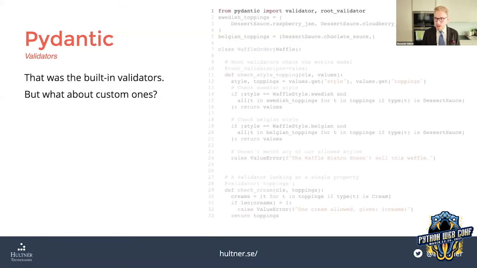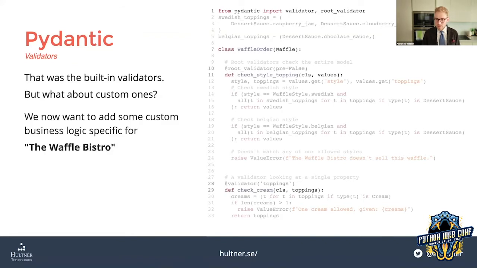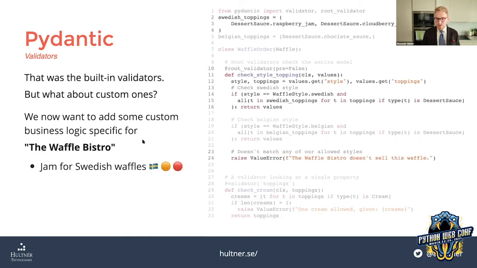Now I import validator and root_validator from the Pydantic library. I want to implement some custom business logic based on our Waffle Bistro place. So I've added two validators. I want to check the topping style, and I also want to check the creams. I will get into what our rules are. First, for Swedish waffles, we only want to support jam as a topping. So we don't want chocolate sauce on the Swedish waffles. And as you can see, I get all the values from our model here into my validator.